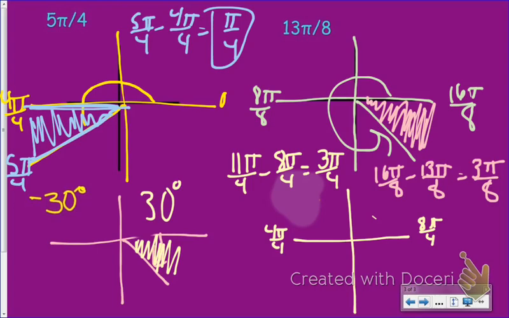3 pi over 4 is going to fall in the second quadrant, so that's 3 pi over 4. And then the last thing I need to do is just figure out how much my reference is, which is this section right here. So to do that, I've got 4 pi over 4 minus 3 pi over 4, which gives me 1 pi over 4 as a difference. And that's all there is for reference angles.